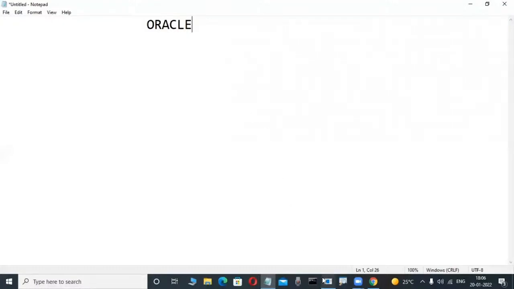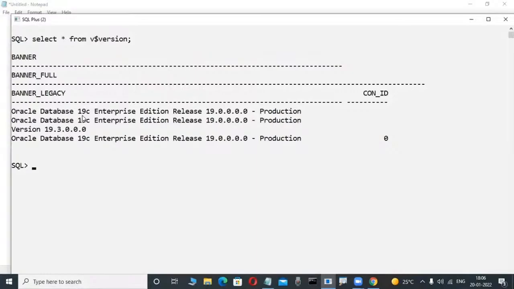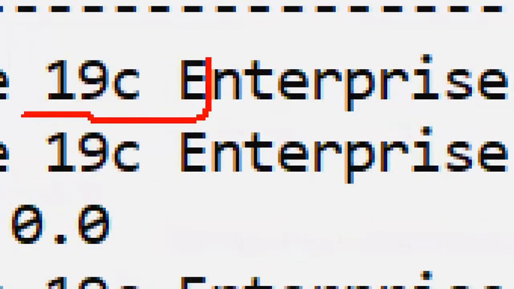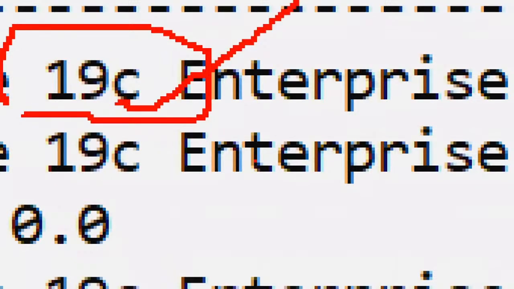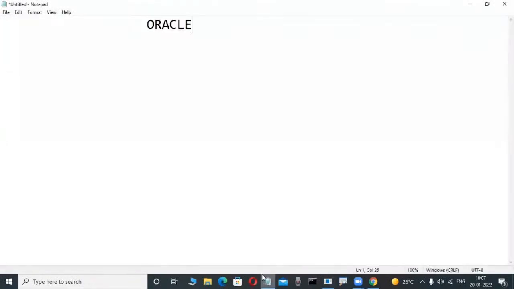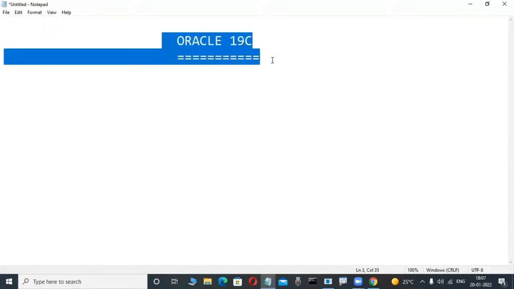But in our class, this software is available. 19c we are learning only. C means cloud technology. Cloud computing is there. In the olden days, grid computing was there. Now cloud. What is cloud and all these things, we will understand. Now this is Oracle 19c. 19c means cloud technology. This is the latest version we are learning in our class.